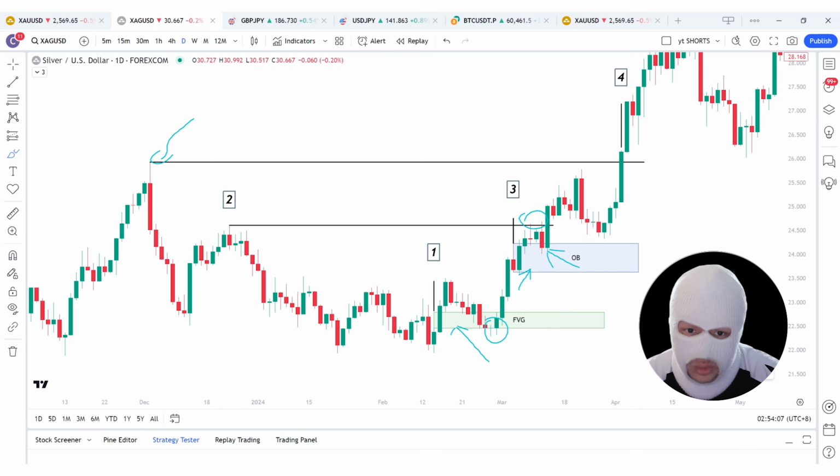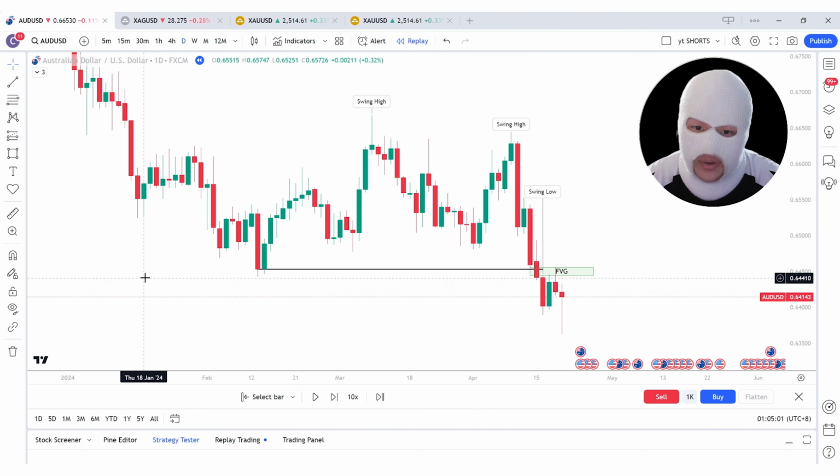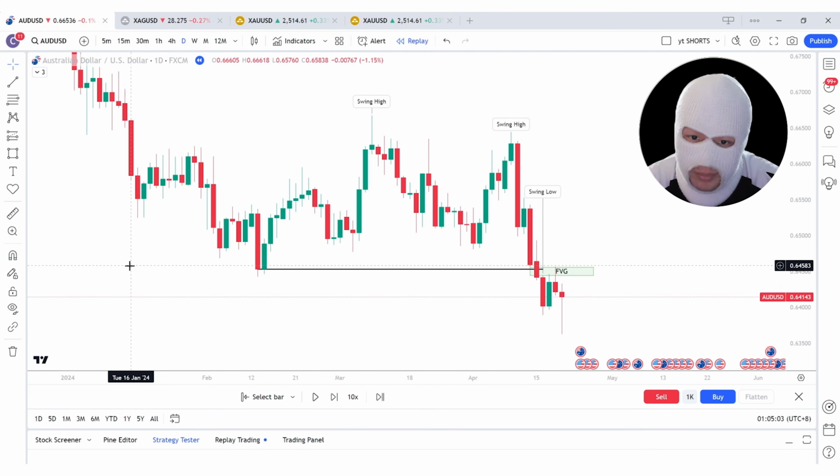For this entry model to work, I really want to open your eyes to two things. Focus on these two concepts and I assure you, your whole perspective and the way you view the markets will change forever. There are two types of entry models. Number 1, lower time frame or day trades. And number 2, higher time frame or swing entries.